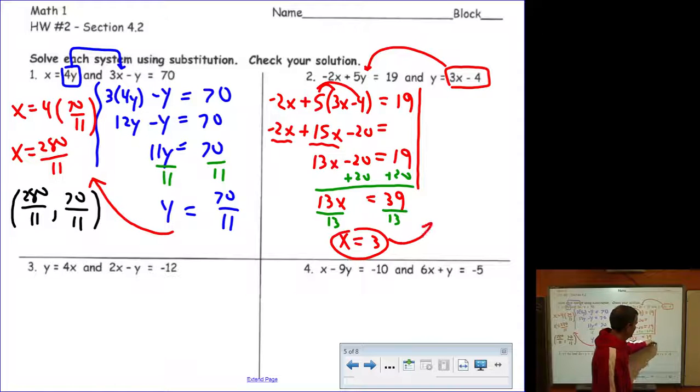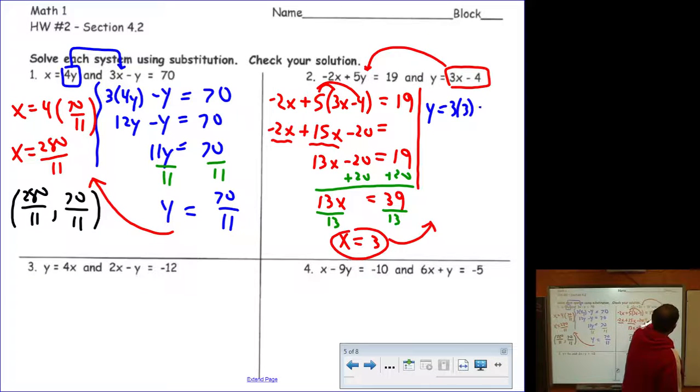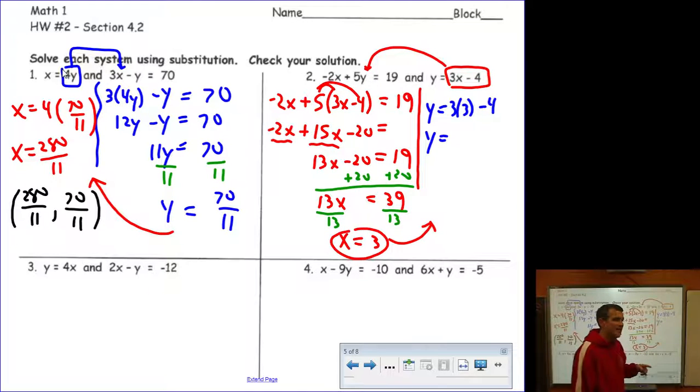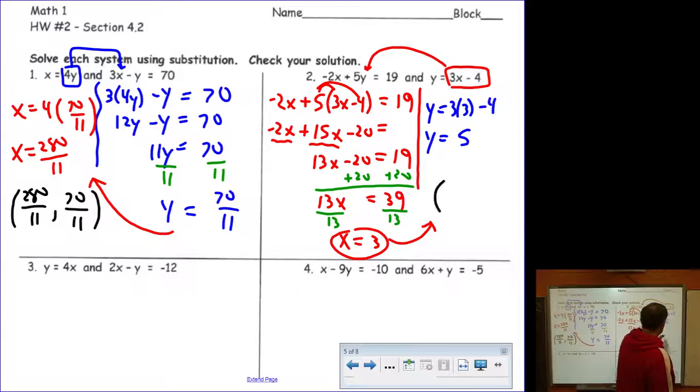I will substitute that back into the first equation. That would give me y equals, instead of 3 times x, it's going to be 3 times 3 minus 4. That, of course, would be 9 minus 4, which is 5. And so my solution here is the ordered pair x equals 3, y equals 5.